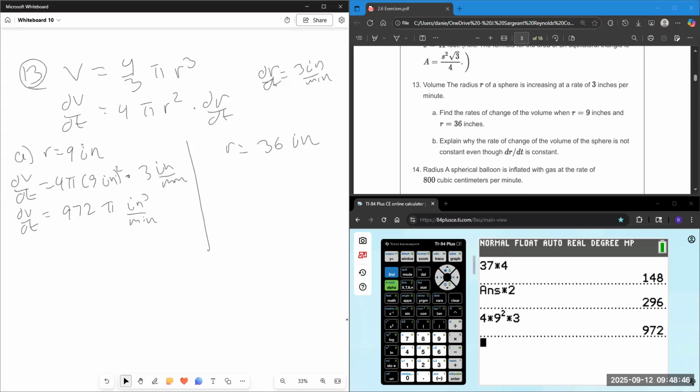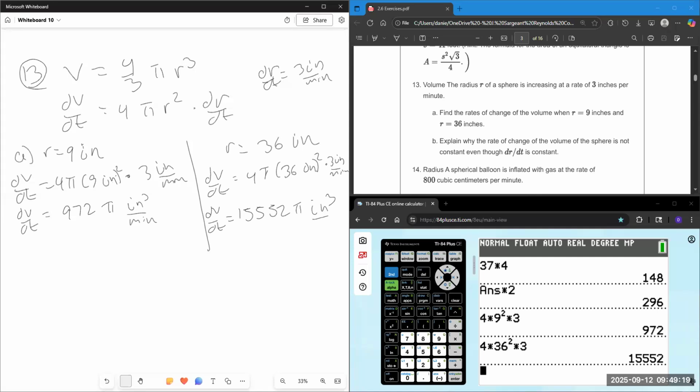cubic inches per minute. When r is equal to 36, I have dV/dt is equal to 4 pi times 36 inches squared times 3 inches per minute. 4 times 36 squared times 3. And I think you see why I have the calculator. I don't want to do that by hand. dV/dt is equal to 15552 pi inches cubed per minute.